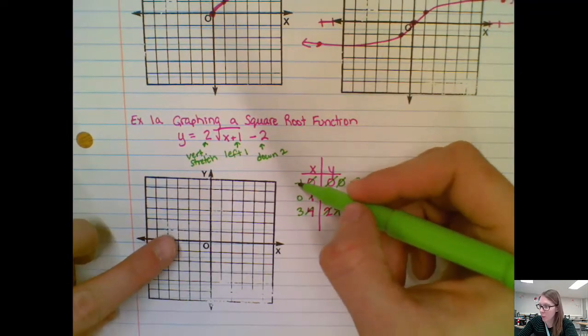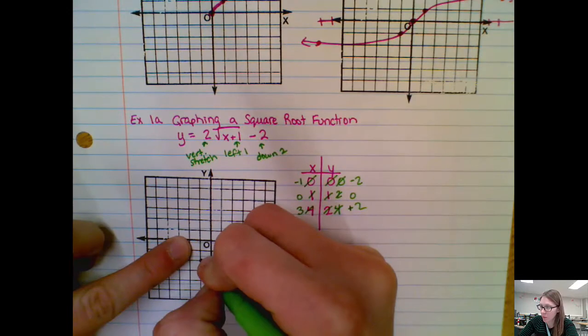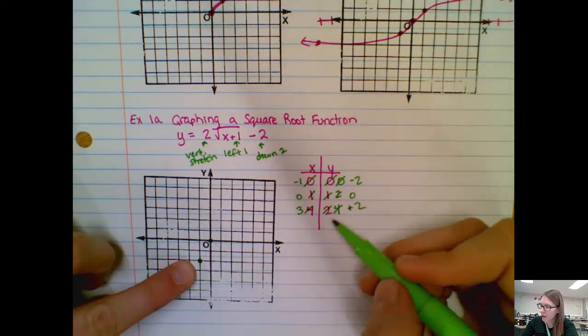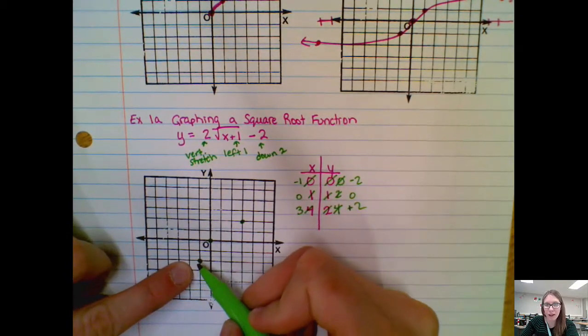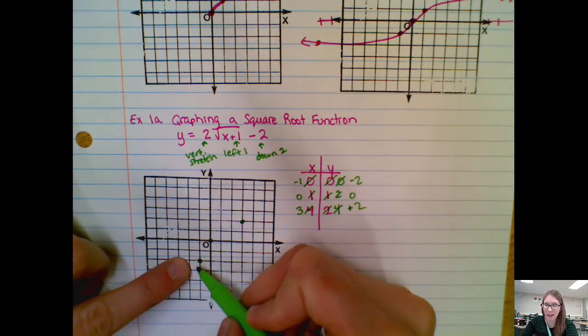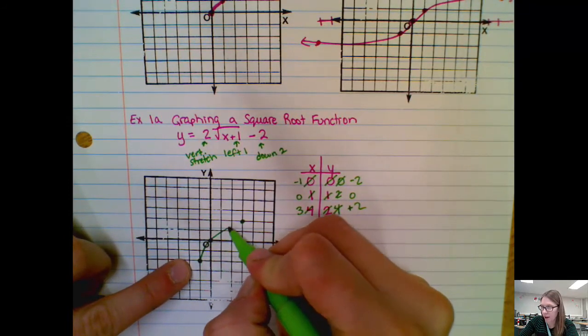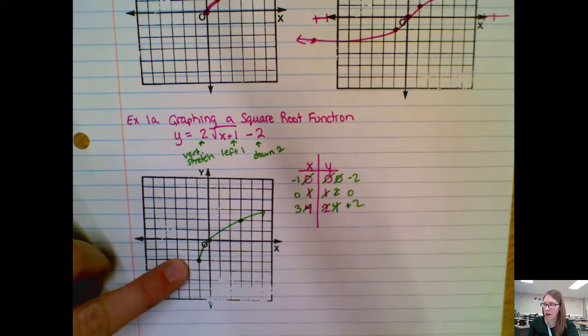So we have the point -1, -2, 0, 0, and 3, 2. Okay. Keep in mind that the graph does not extend past this point. Okay. So our graph is going to keep going to the right, does not go forever both ways.